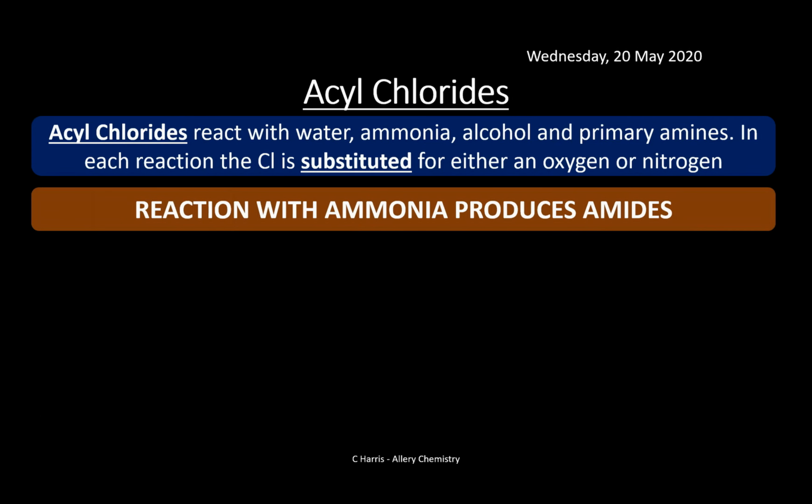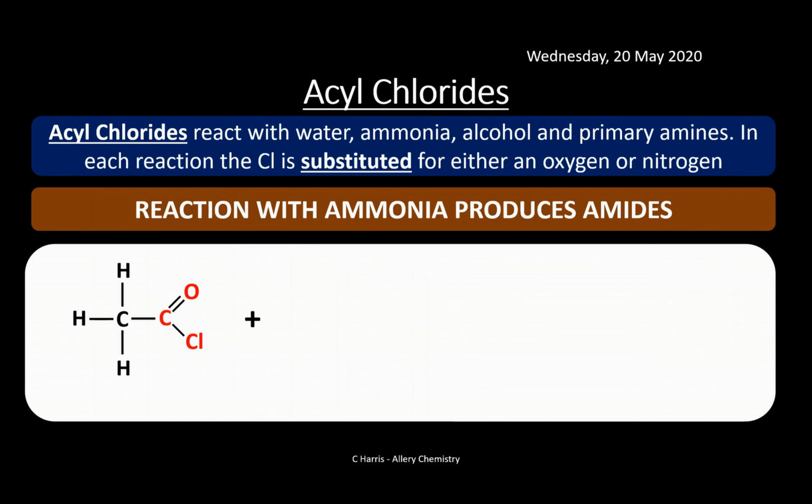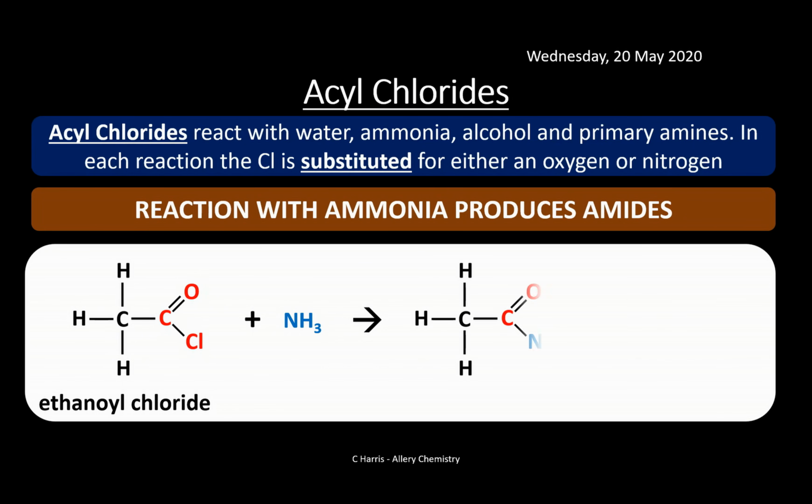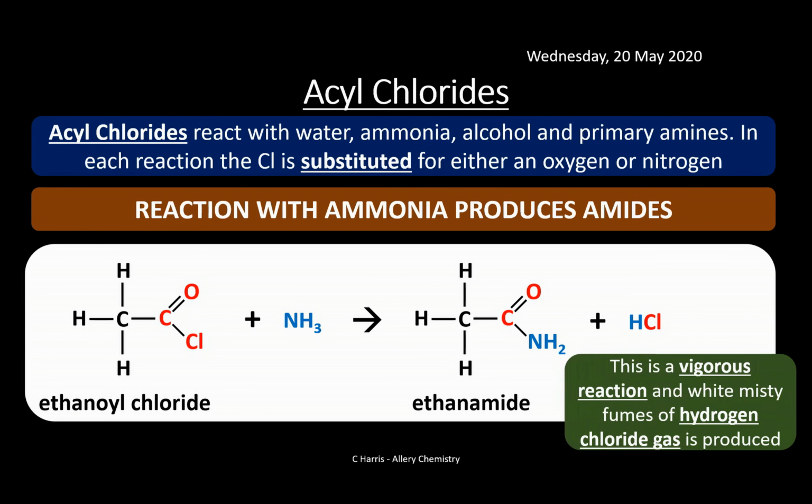Okay, let's have a look at the same thing, except we're going to react with ammonia instead. So reaction with ammonia produces amides. So here's our acid chloride, ethanoyl chloride. So we've got the 2 carbons there. And this time we're going to react it with ammonia. And so the same reaction again, very vigorous reaction, except we produce an amide.